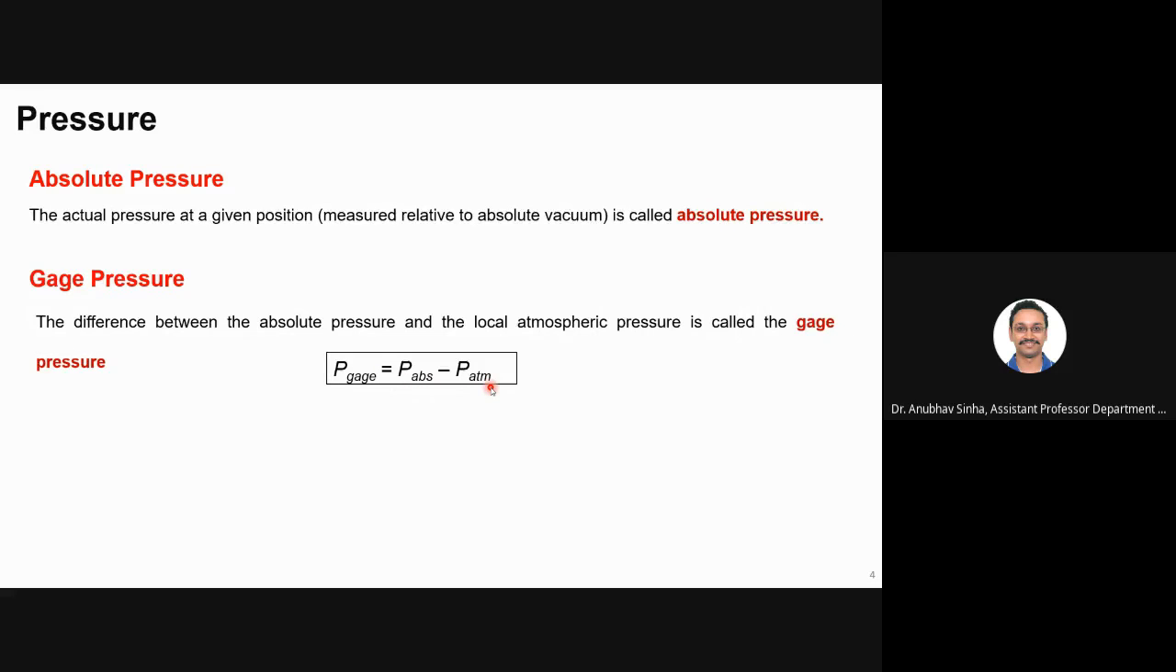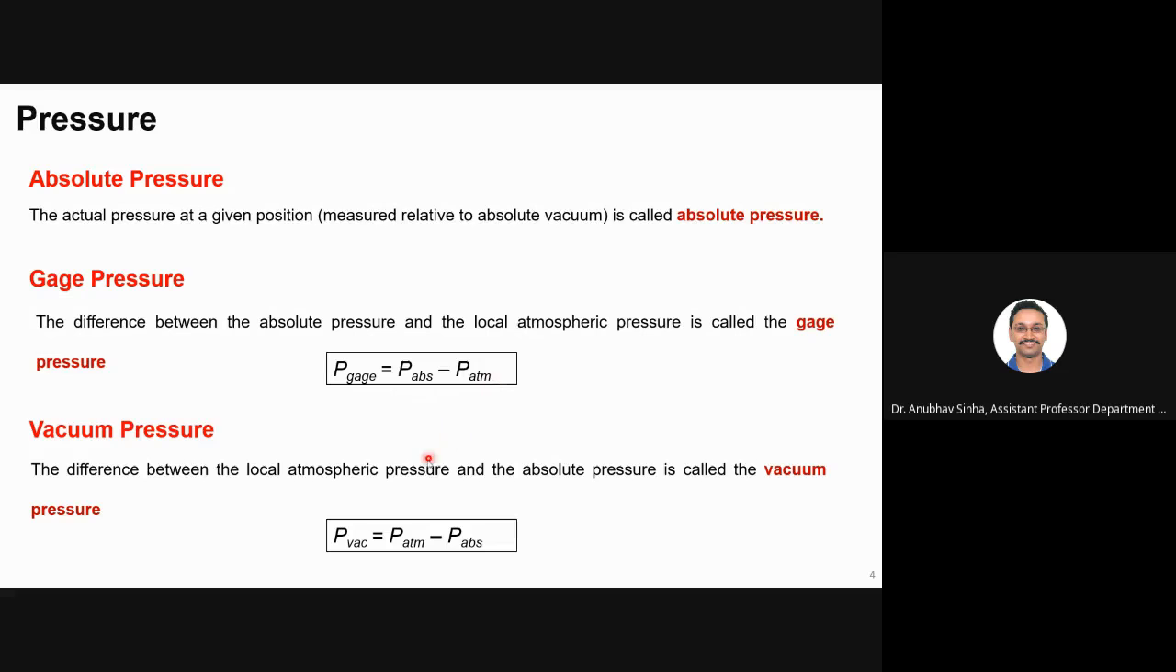Similarly, we define vacuum pressure. So vacuum pressure can be understood as the difference between local atmospheric and absolute pressure. This refers generally to when you have lower pressure than the atmospheric. Okay, so P vacuum is P atmosphere minus absolute. Gauge is absolute minus atmosphere, while the vacuum is the reverse, it is atmosphere minus absolute.